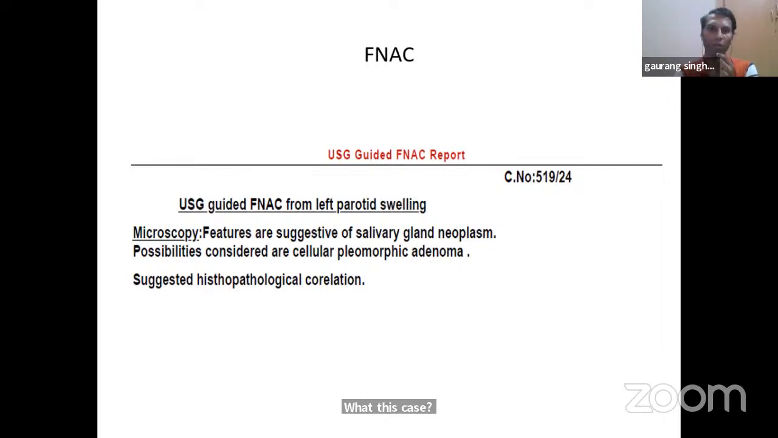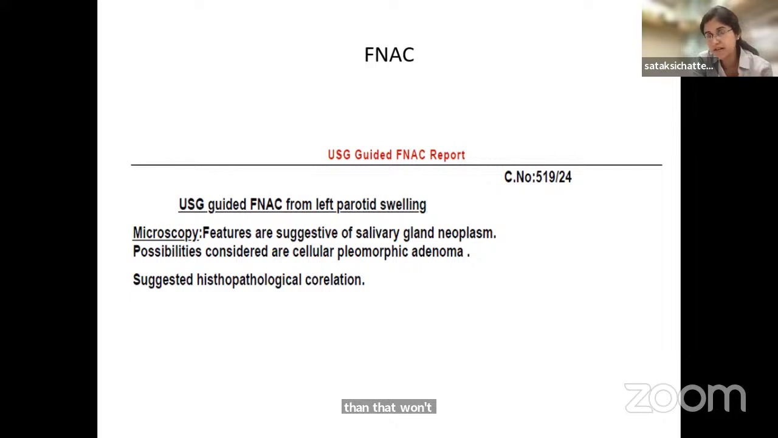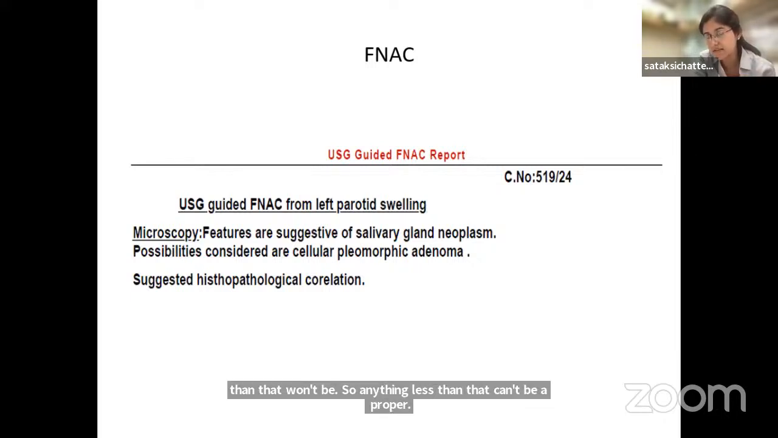Now, pleomorphic adenoma has a high chance of recurrence if you leave something behind. So I will always go for a superficial parotidectomy because, as per my imaging, which I'm going to show you, there is superficial lobe involvement in its entirety. So anything less than that won't be a proper surgery for this patient. That is one reason. Any other reason?